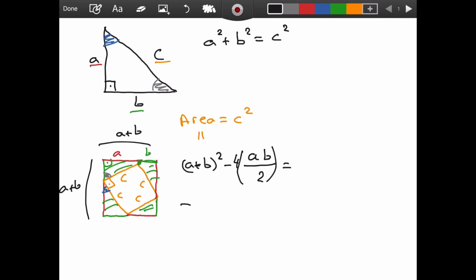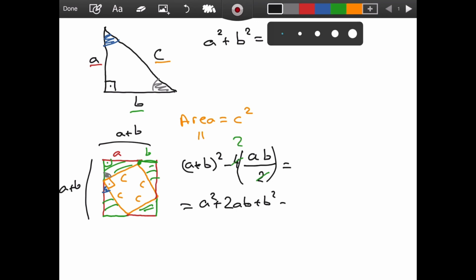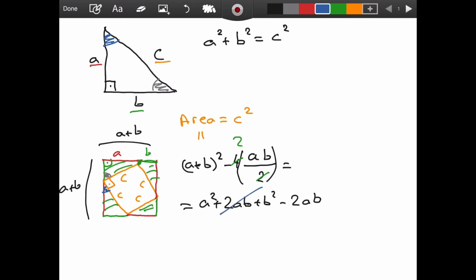Which means if we open the parentheses in the first term, we have a squared plus 2ab plus b squared, and you can check that this square in fact gives these 3 terms. Minus, if we simplify 4 and 2, we will have minus 2ab. And oh man, look at this. We see that 2ab's cancel. Great. They are gone. I'm too excited. They are cancelled, and we are left with a squared plus b squared.